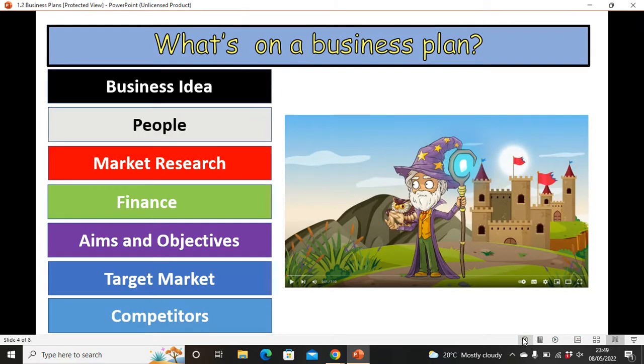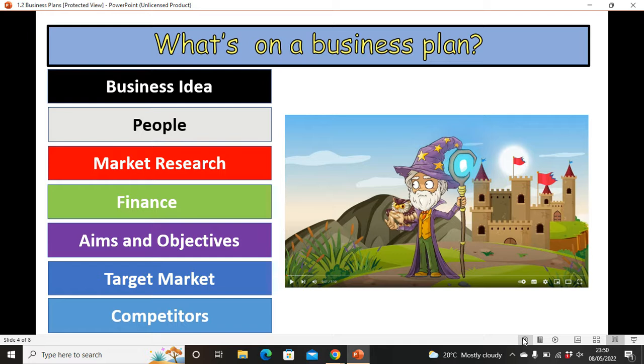Now, to break it down, what is actually on a business plan? Certainly the business idea: what you're going to sell or what service you're going to provide, how you're going to provide it, and to whom, which feeds into market research actually. Next, you're going to have the people: who's going to run the business, how many people you're going to have, what skills they need to have, what their roles are, when they will be working, and how much you're going to pay them.